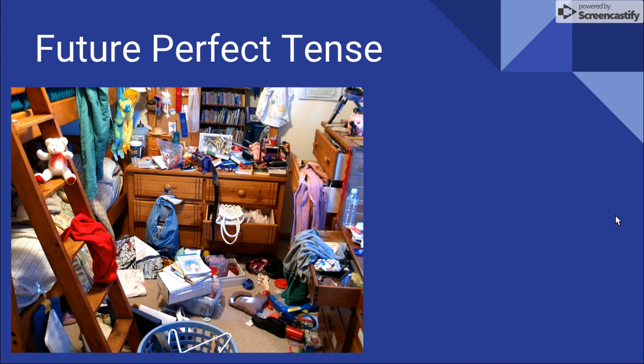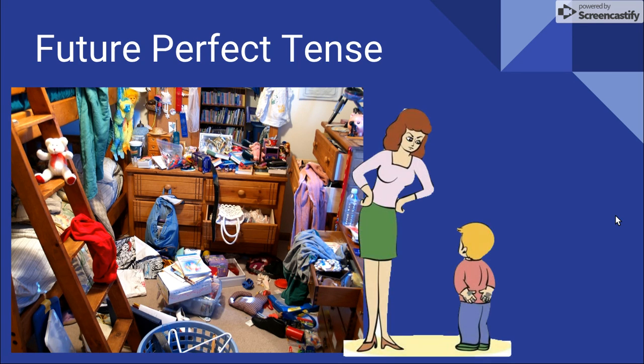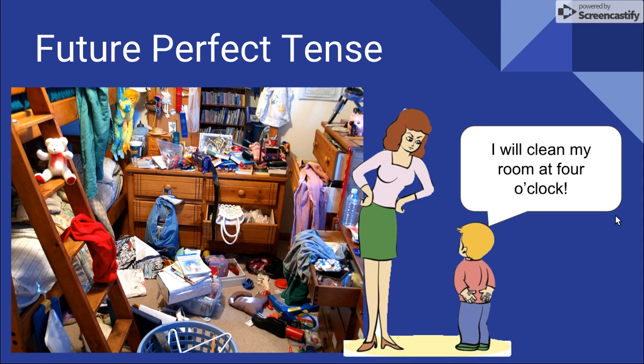Let's say that your mom wants you to clean your room because you have company arriving for dinner tonight. If you say, I will clean my room at 4 o'clock, that might not make her happy because the guests are coming at 5 o'clock. And if you don't start until 4, well, you might not finish on time. So instead, you should use the future perfect tense and say, I will have cleaned my room by 5 o'clock. Now you're letting your mom know that your room will be clean by the time company arrives.